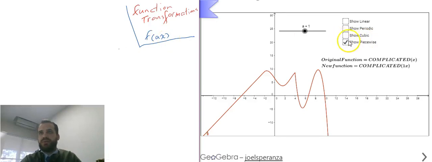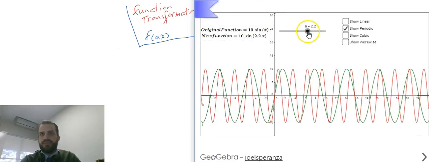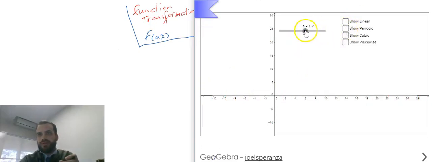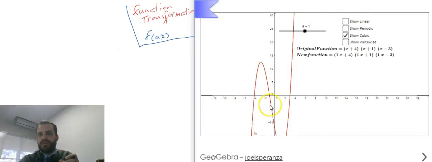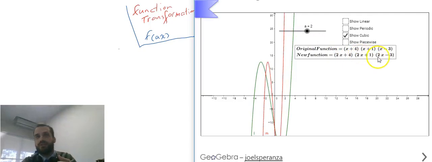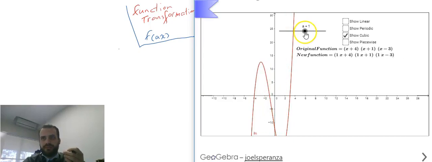So if I give you an example, look at my equation for my periodic function, 10 sine x. If I increase the a value to 2, it's going to be 10 sine 2x. So I'm taking that x value and I'm multiplying it by 2. Another quick example, let's put our a value back to 1. Here's our cubic, x plus 4 times x plus 1 times x minus 3. If I multiply that by 2, everywhere x appears in our function, I'm multiplying that by 2. All right, so that's the sort of function transformation we're dealing with.